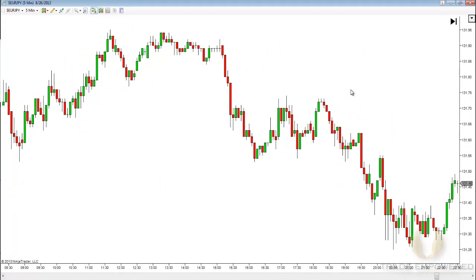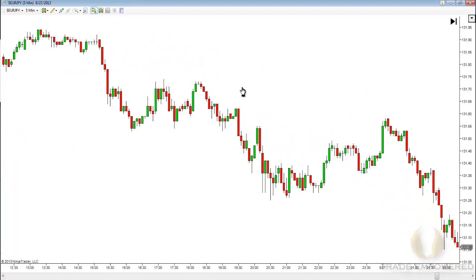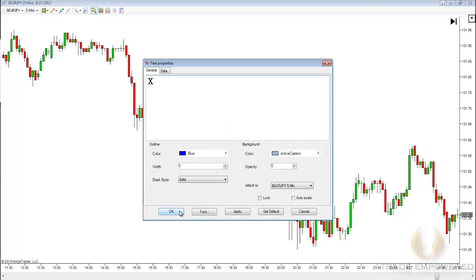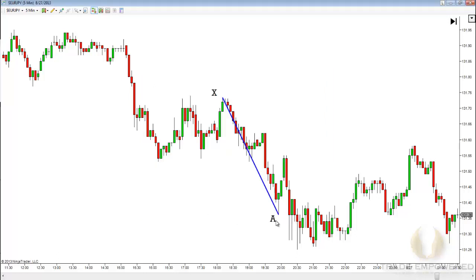Seeing a bat pattern. I think I see another cipher right here. We almost have a cipher here. I'll draw it out. We're not quite going to get it. You can see we don't come quite to the 786, I don't think. But let's take our initial impulse leg, X to A, swing high to swing low. We'll see if this one works. If not, it'll be good training on still drawing them in.